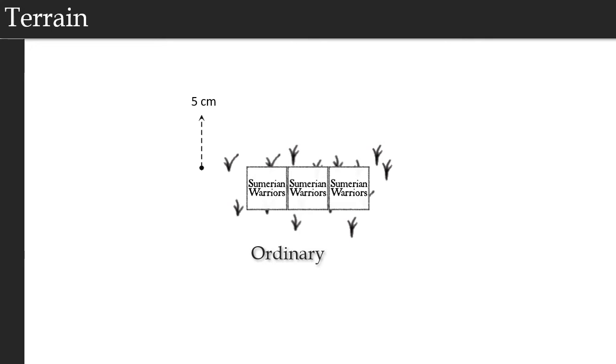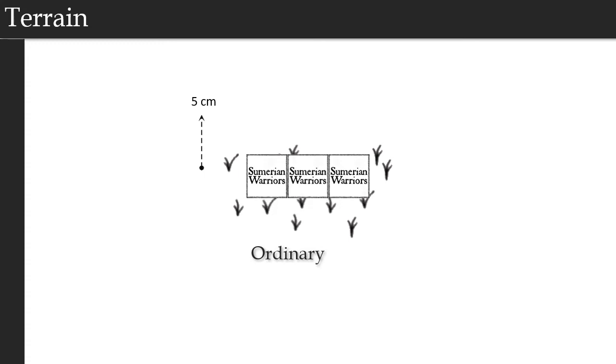Now, a unit that begins its turn in rough ground is limited to an ordinary pace. So for most units, when they start their movement, if they're in rough ground, the most they will be able to move is 5 centimeters.